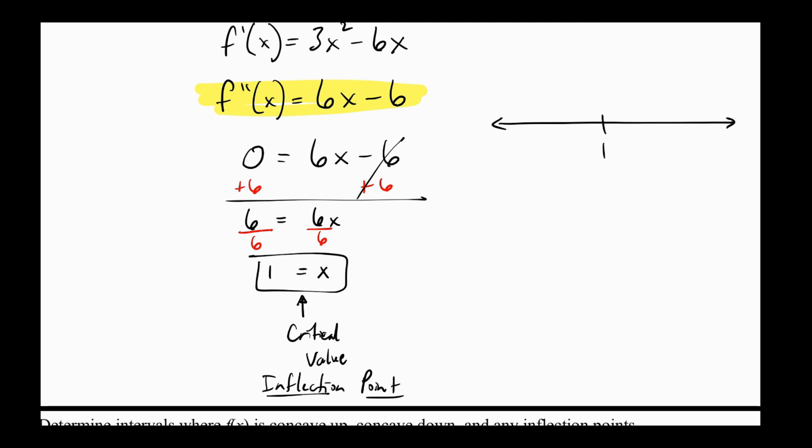So any number less than 1 you can pick, and any number after 1 you can pick. 0 is an easy number. Okay. So if I plug 0 into the second derivative, I get negative 6, a negative number. So that means any value I plug into the second derivative that's less than 1 is going to be negative. So that means it's concave down. Before 1, the original function, if I were to graph it, is concave down.